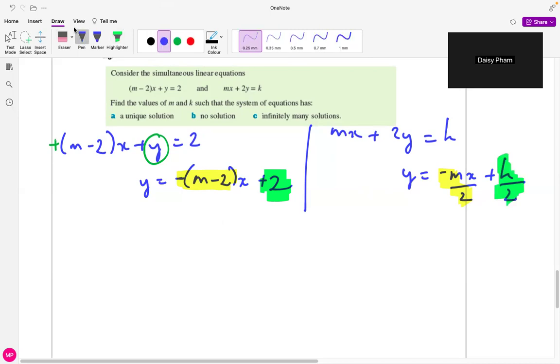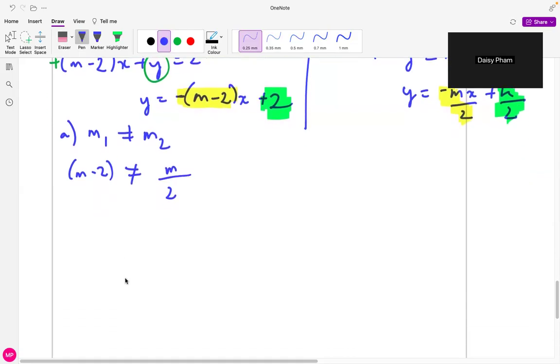All right. So a unique solution. Let's do question A. A unique solution is m1 not equal m2. m1 is the gradient of the first one, which is negative m minus 2, not equal to m2, which is negative m over 2. From here you can just solve for m. Because they both have negative signs, you can cancel them, so no more negative on both sides.